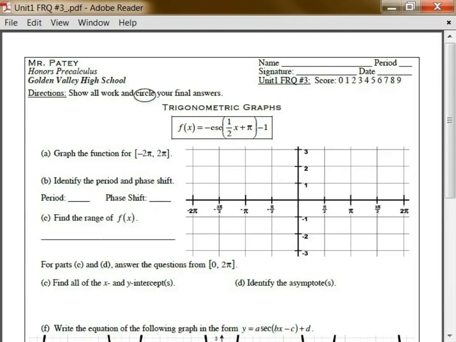For this problem, we're going to graph cosecant. And when you're graphing cosecant, you want to first graph sine, and then graph the cosecant part. So let's graph sine first. So sine is going to be y equals negative sine.